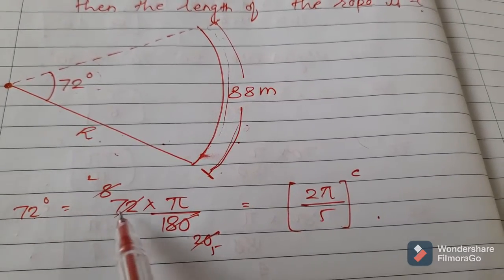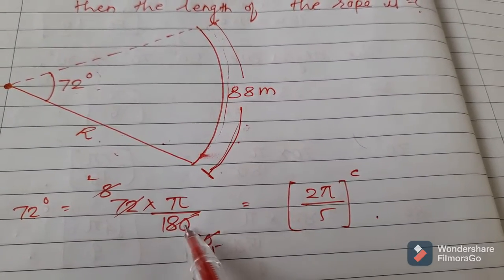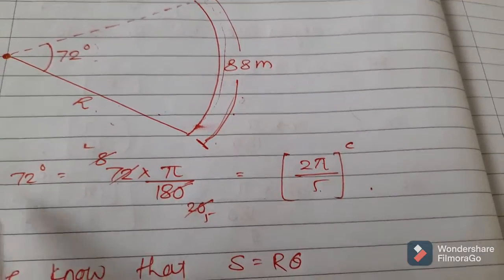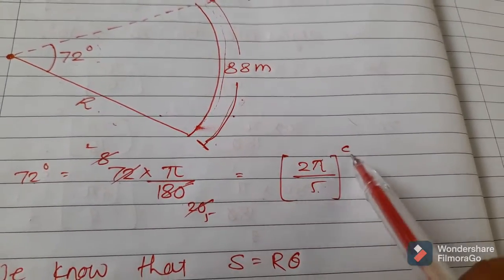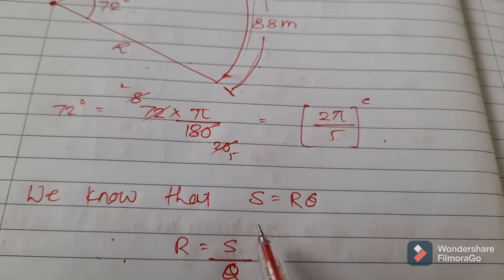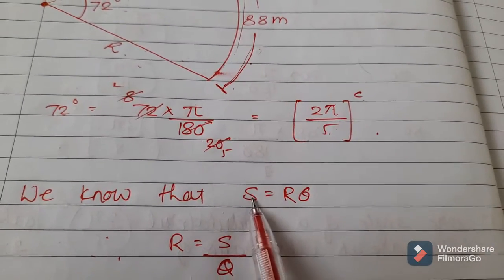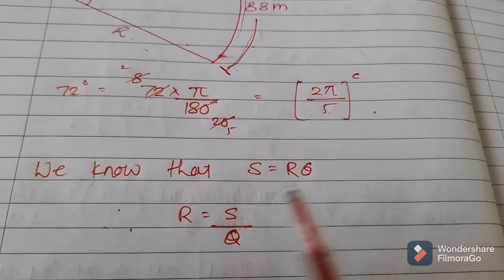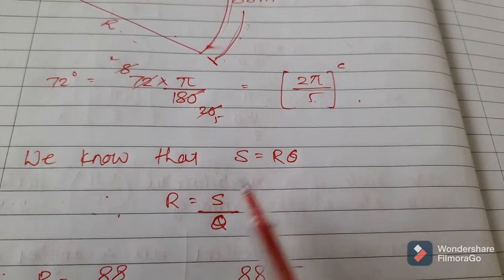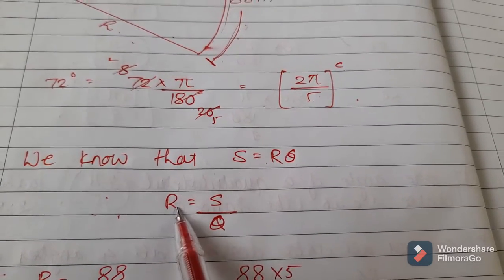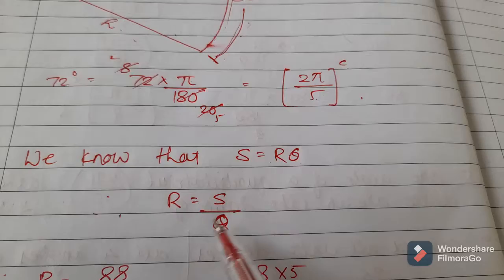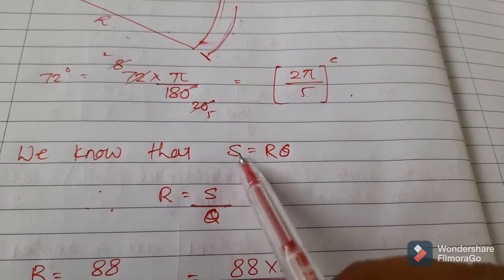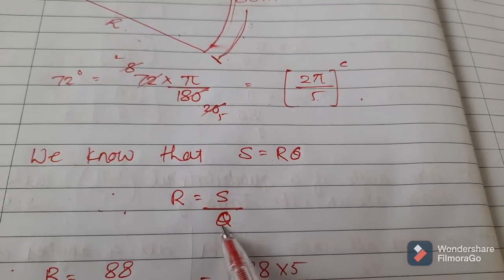So 72 degrees into radians by multiplying pi/180. So 72 × pi/180 is nothing but 2 pi/5. So 72 degrees is nothing but 2 pi/5 radians. Now we know that s = r theta, where s is the arc length, r is the radius, and theta is the measurement of the angle in radians. So we'll just transpose this formula. We want to find the radius, so r = s/theta. The theta is multiplying here, so it comes to the denominator of s. So r = s/theta.